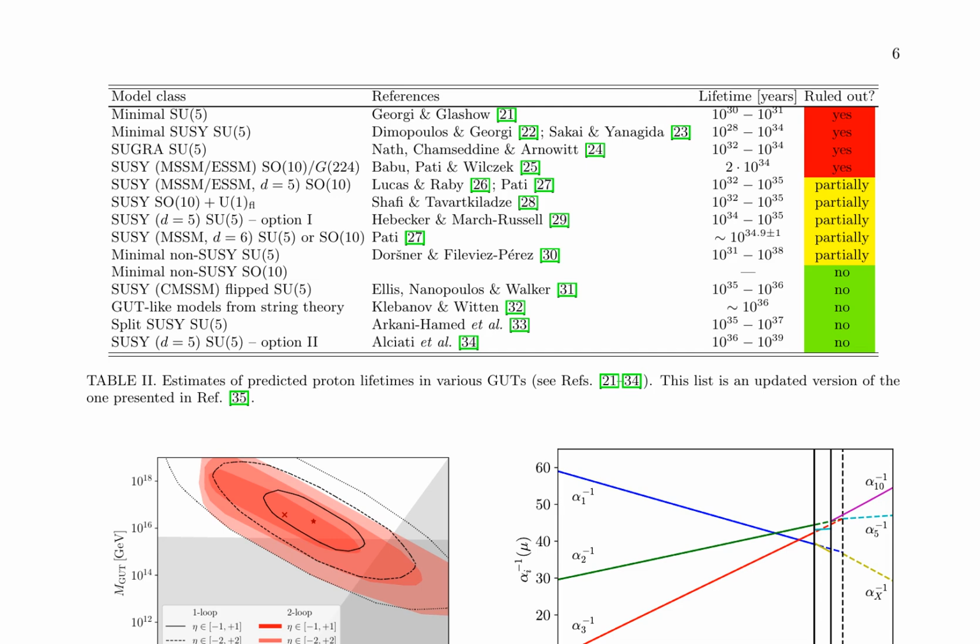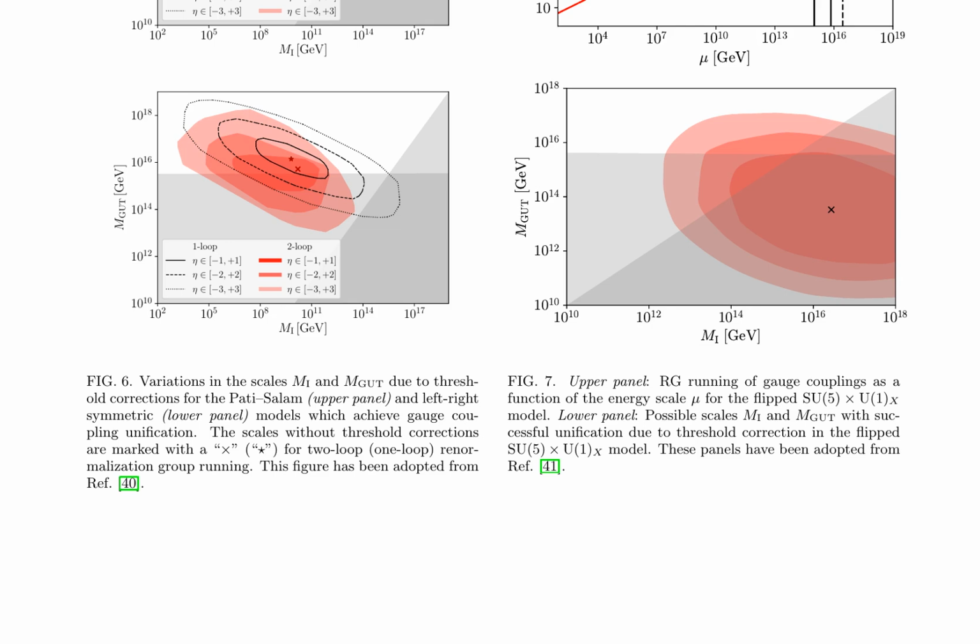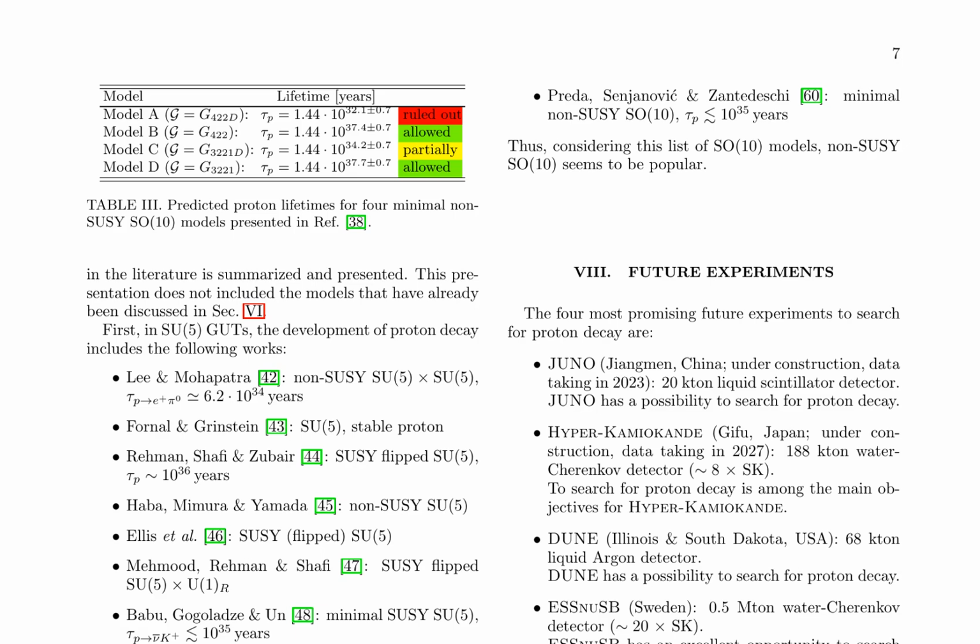The paper also reviews a minimal non-supersymmetric SO(10) model with an SU(5) gauge group as an intermediate scale, which does not achieve unification without threshold corrections. Finally, it discusses recent developments in proton decay in GUTs over the last 5 years, highlighting various models and their predicted proton lifetimes.